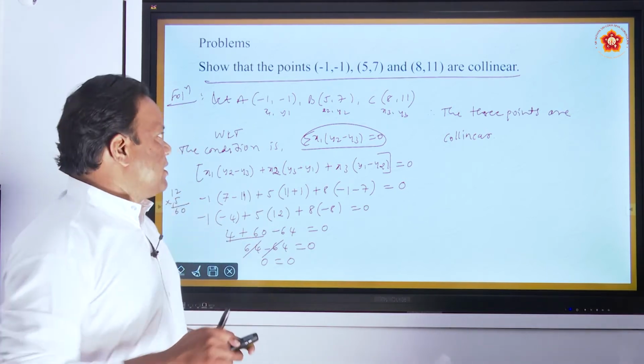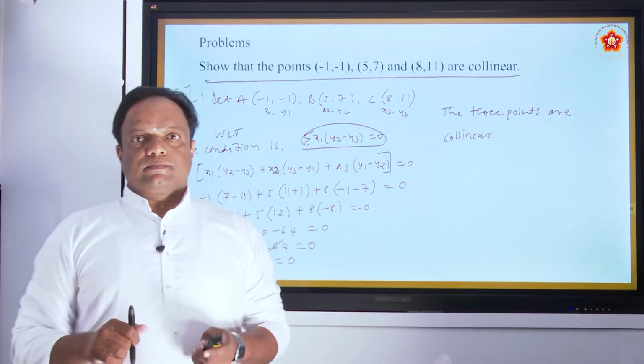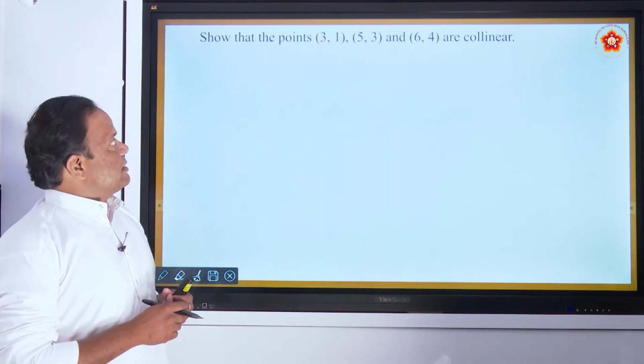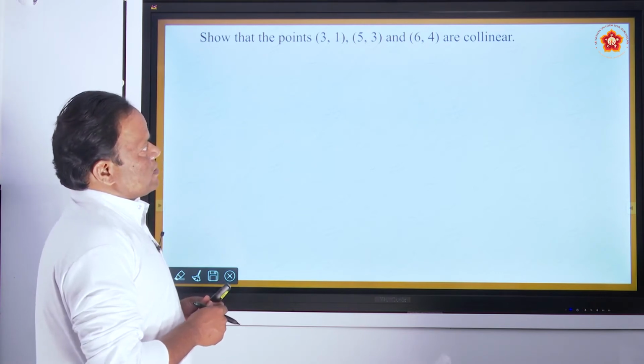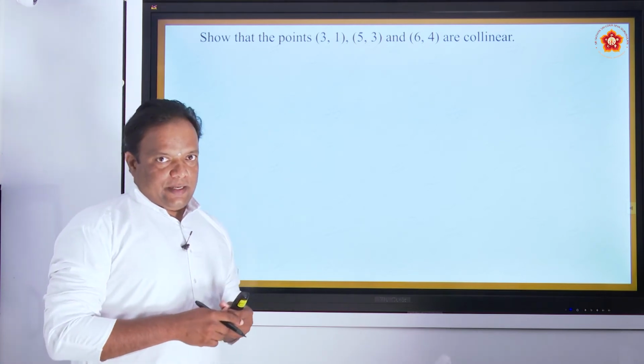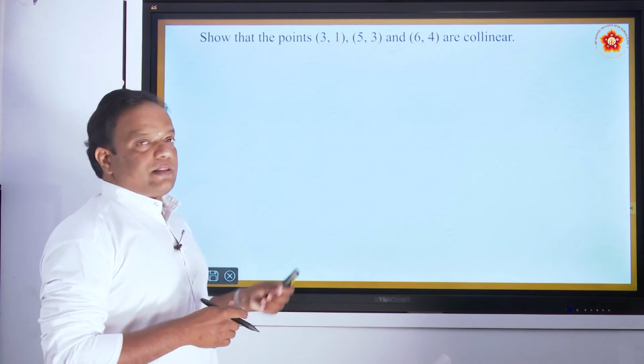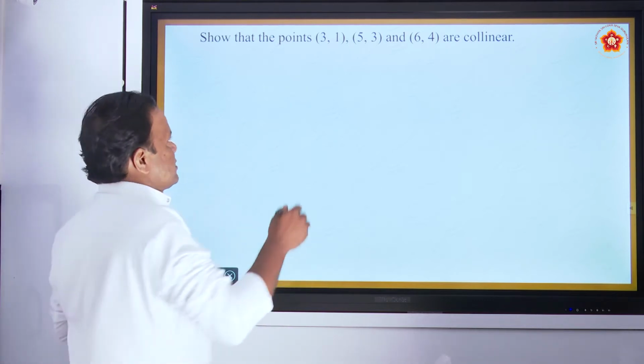Okay, let us start the next problem. Okay, children, let us start. Show that the points (3, 1), (5, 3) and (6, 4) are collinear. Here 3 points are given, and you have to show that these 3 points are collinear. So what is given here?